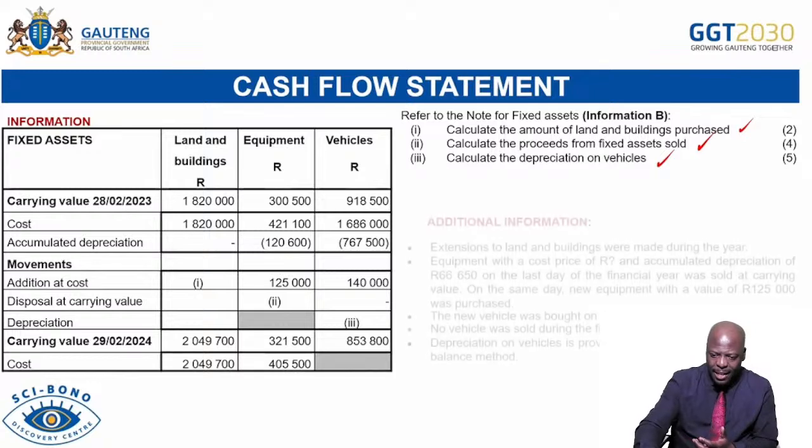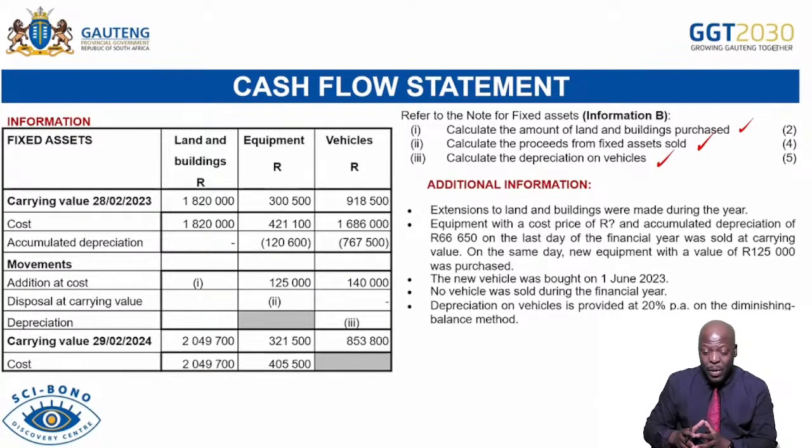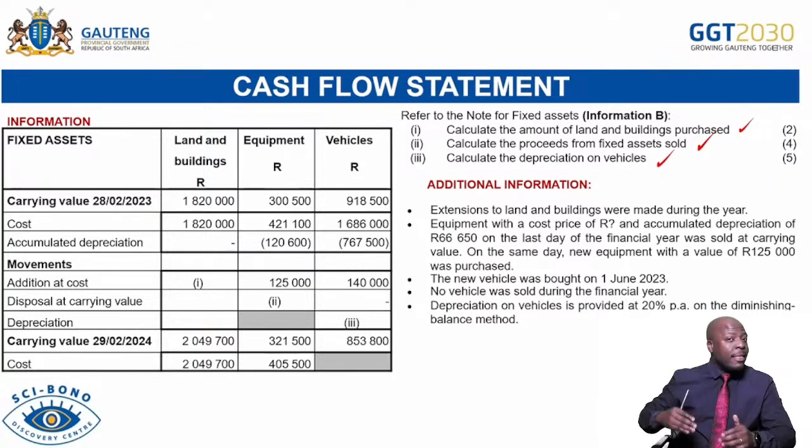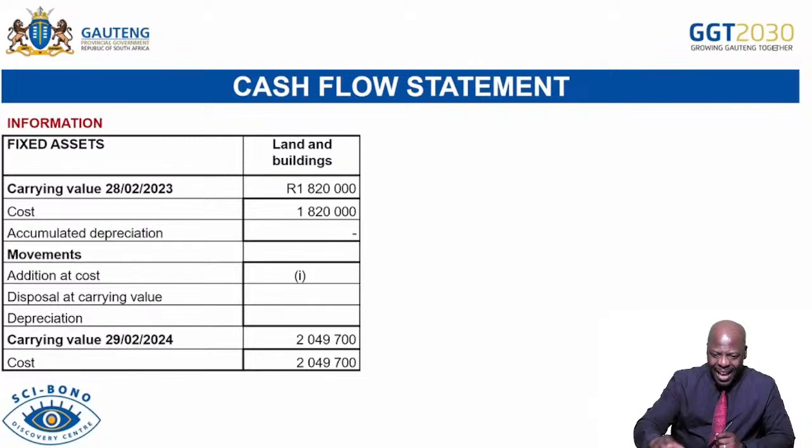Okay, and then here is the additional information that we're given. Very important that you understand your additional information, because whatever you're given in the note needs the additional information for you to be able to calculate certain figures that may be missing. So read your additional information. And one thing, don't assume. Always read what is given, understand it, and then apply yourself. Are we good? All right, let's go now and see.